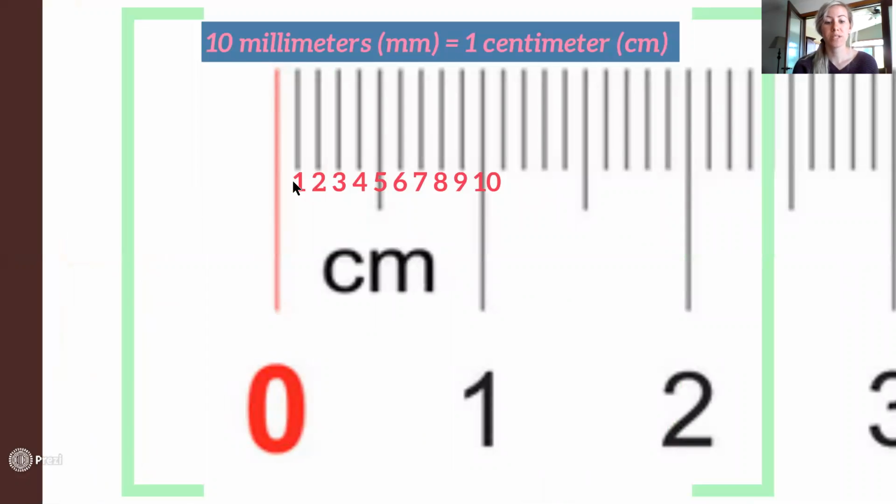So here is a zoomed in section of our ruler. 1 centimeter, which is right here, is equivalent to 10 millimeters. So there are 10 millimeters inside of 1 centimeter: 1, 2, 3, 4, 5, 6, 7, 8, 9, 10.